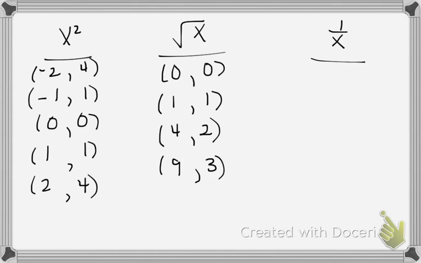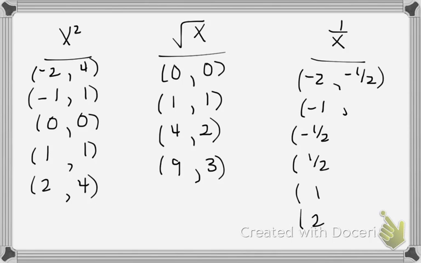Okay, now for these ones we choose a little bit more strategically. We choose negative 2, negative 1, negative 1 half. We can't choose 0 for this because 1 over 0 is undefined. Okay, we choose a half, 1, and 2. And when we plug these into our equation, we get negative 1 half, negative 1, negative 2, 2, 1, and a half. This guy also has asymptotes.